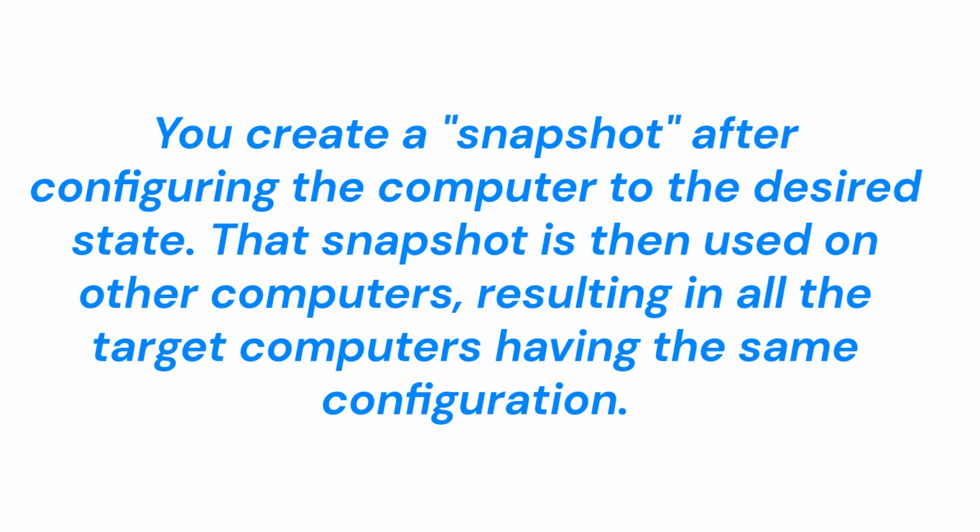System image. A system image is typically a file that contains a standard computer configuration. Technicians install computers with the desired OS and the desired configuration state. Configurations include preferred settings and possibly default applications that apply to all the devices imaged. You create a snapshot after configuring the computer to the desired state. That snapshot is then used on other computers, resulting in all the target computers having the same configuration.